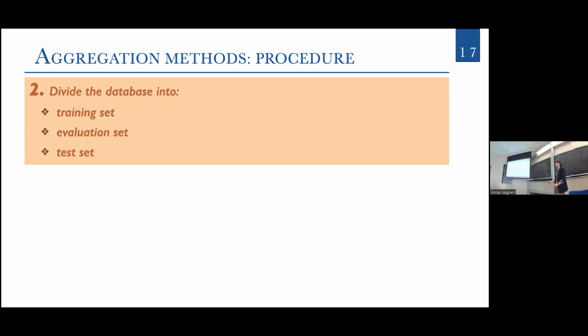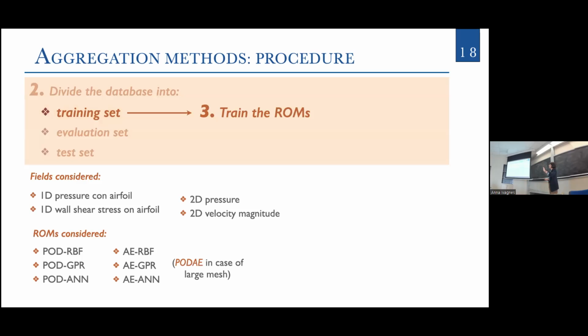So now that we have our full order model, and we validated it, we can go on. And the second step is to divide our database into three parts. So we have a training part, an evaluation part, and the test set. Okay, the first step now is to train our reduced order models. And as the name says, we train these on the training dataset.